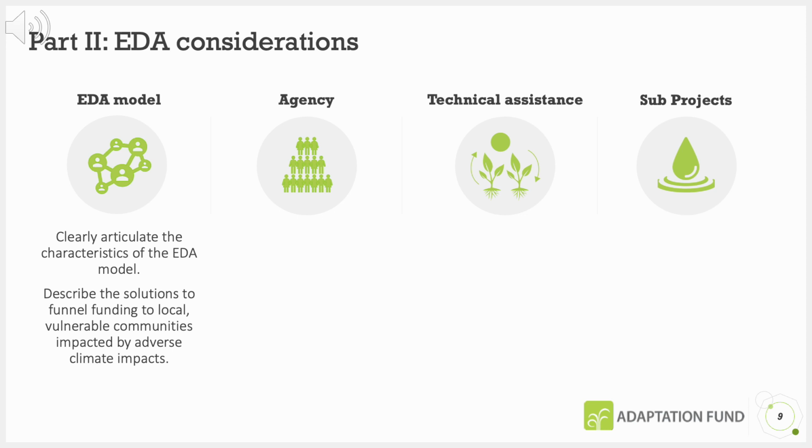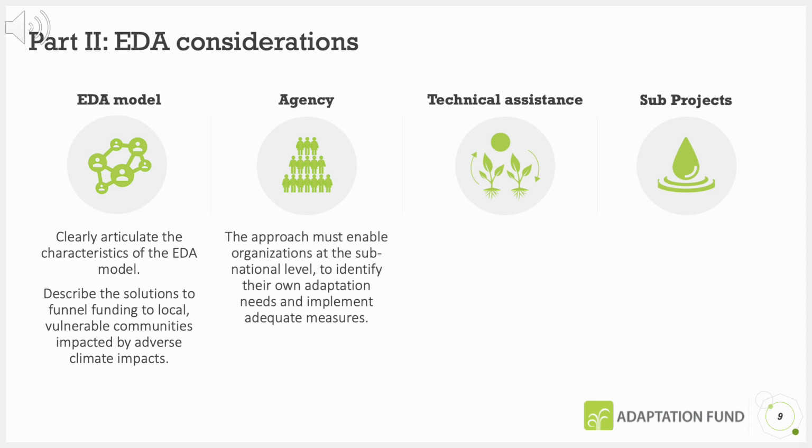Enabling agency of local actors. The project must clearly demonstrate that the proposed EDA approach enables organizations at the subnational level, including small, local organizations, to identify their own adaptation needs and implement the adequate measures to address those needs. The proposal should describe how capacity-building activities will enhance the agency of local actors to design and manage sub-projects based on their identified vulnerabilities, thereby facilitating the streamlining of decision-making across multiple levels.